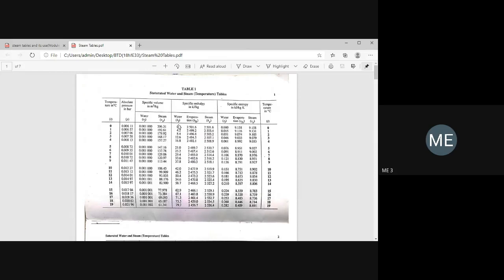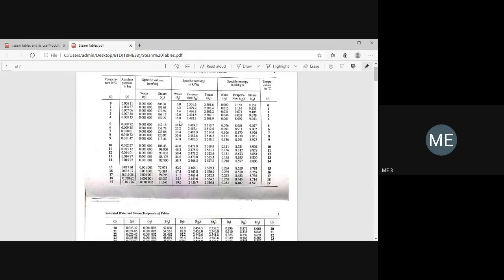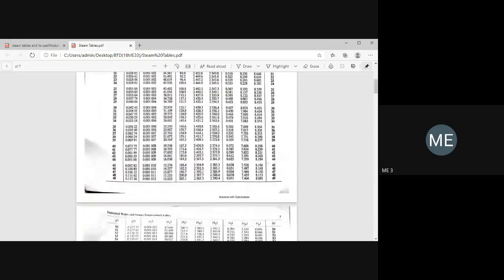hf is sensible heat. Sensible heat is the amount of heat required to convert 1 kg of water at 0 degrees Celsius to 1 kg of water at saturation temperature. That is called sensible heat. hf is the third column, and we express it in kilojoules per kg. So at 40 degrees Celsius, it is 167.5 kilojoules per kg.